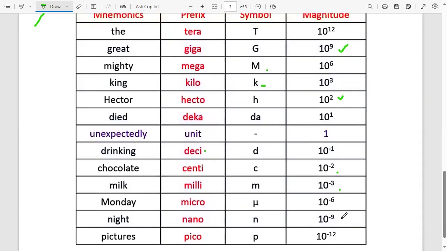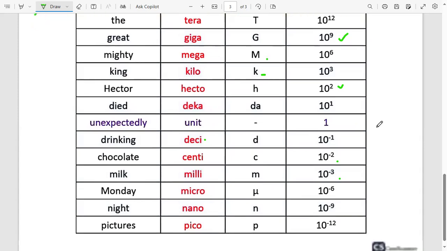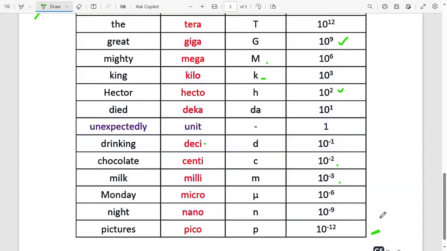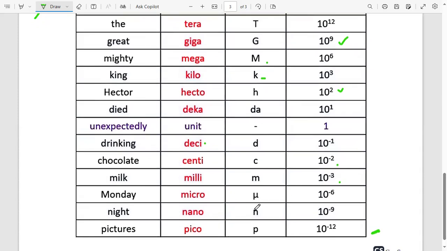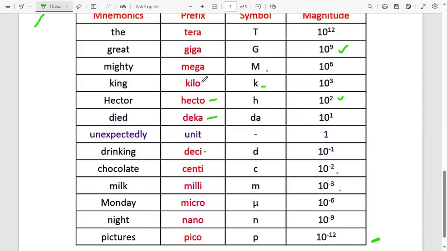I remember when I was in grade 12 or first year at university, at a group study, we made a song using these same things that you are seeing here. We were jumping 1 or 2 of these, but it used to help us remember. We start from below: pico, nano, micro, milli, centi, deci. Then we jump these two and go straight to kilo, mega, giga, tera. It used to help us remember.